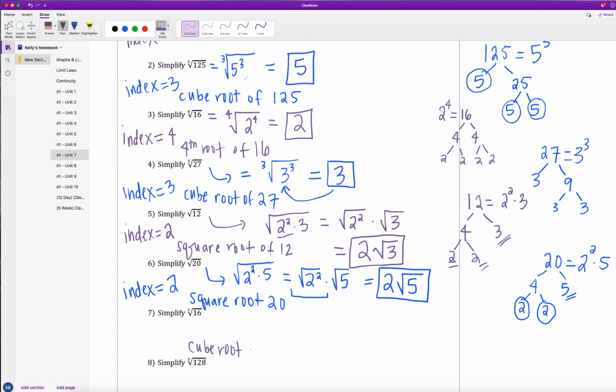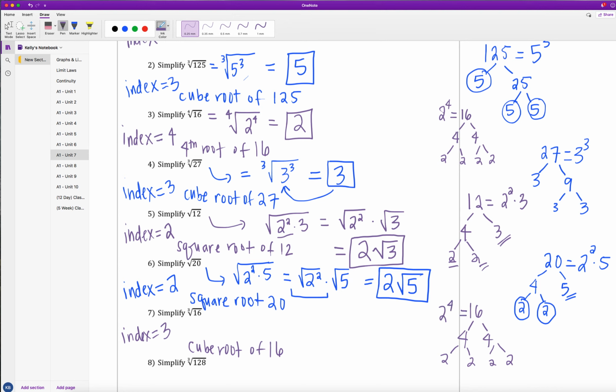What would our index be then? Our index is going to be 3 since we have a cubed root, so we have that 3 as a superscript. Let's go off to the side and factor 16, just so we can get it down to its prime factors. So 16 can factor as 4 times 4, and then the 4's can keep factoring as 2 times 2, and then 2 times 2. In the end, we ended up with 4 2's, so we would end up with 2 to the 4th.